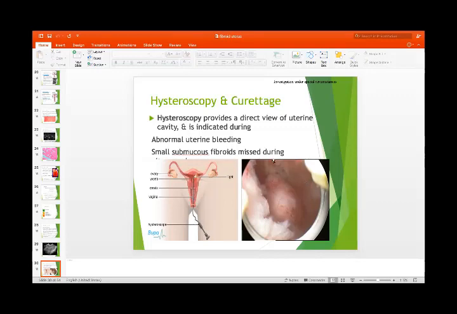Fibroids. So this is the view of the hysteroscope. Through a hysteroscope, this is the inside of the uterine cavity. This is the endometrium, and this is the fibroid. This globular mass rising from the endometrium is the submucous fibroid.